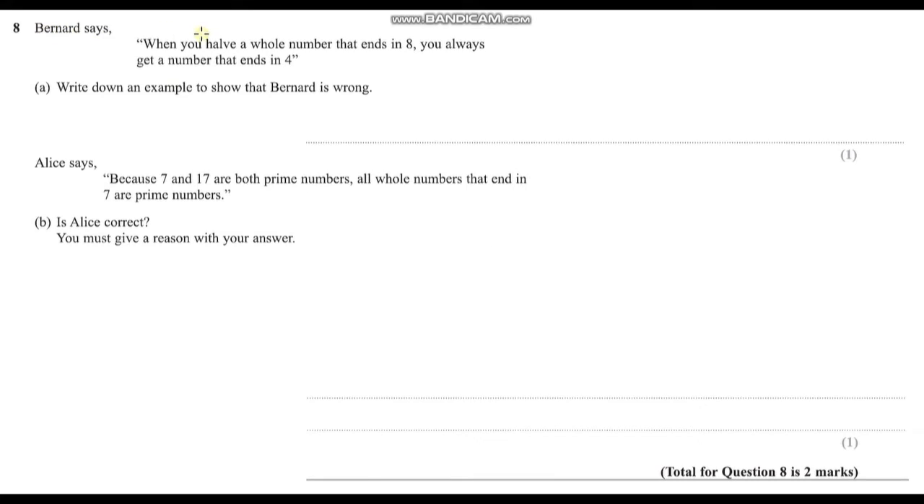Question 8. Bernard says, when you halve a whole number that ends in an 8, you always get a number that ends in 4. Write down an example to show that Bernard is wrong. Right, okay, so let's think about numbers that end in 8. So what about 18? So if we halve 18, 18 divided by 2, well, that gives us 9. So he's wrong straight away. So we just need to use this as an example. So we can just say that half of 18 is 9.